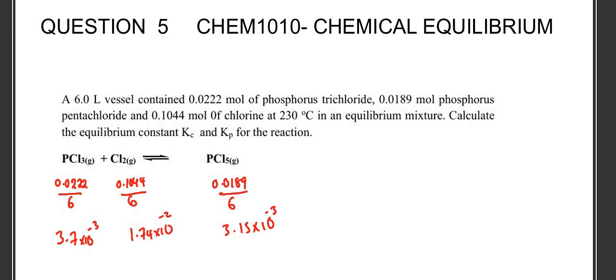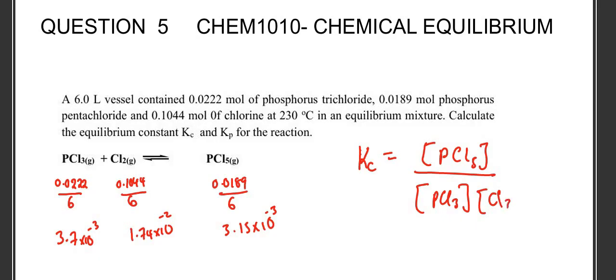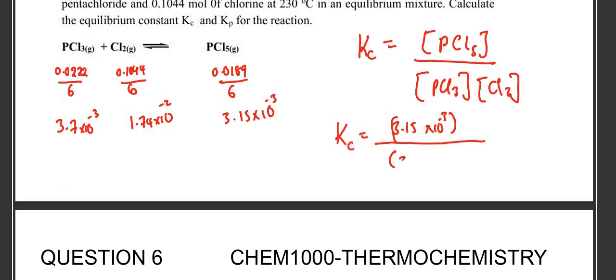So now, remember that these are in gaseous state, right? If they're in gaseous state, the only thing you can get is Kp, but we're using concentrations here, right? Kp can be gotten if you have pressure values. So what we actually need to get is Kc. Kc is given as the concentration of the phosphorus pentachloride over the two guys here, which is the PCl3 and the chlorine. So if I do the replacements, I'm getting my Kc to simply be 3.15 times 10 to the power negative 3, divided by 3.7 times 10 to the power negative 3, then 1.74 times 10 to the power negative 2.